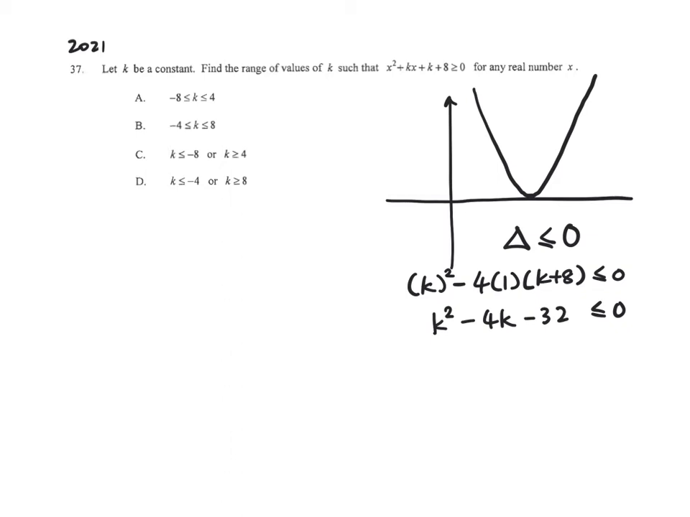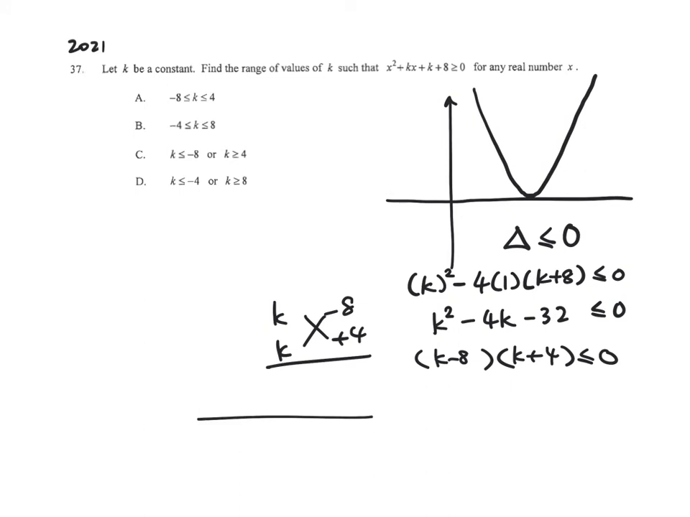To do the quadratic inequality, we just need to do the cross method first so that we can factorize this answer, which is negative 8 and positive 4. So it's k minus 8 and k plus 4. So we have two answers: one is giving us a negative 4 and a positive 8.